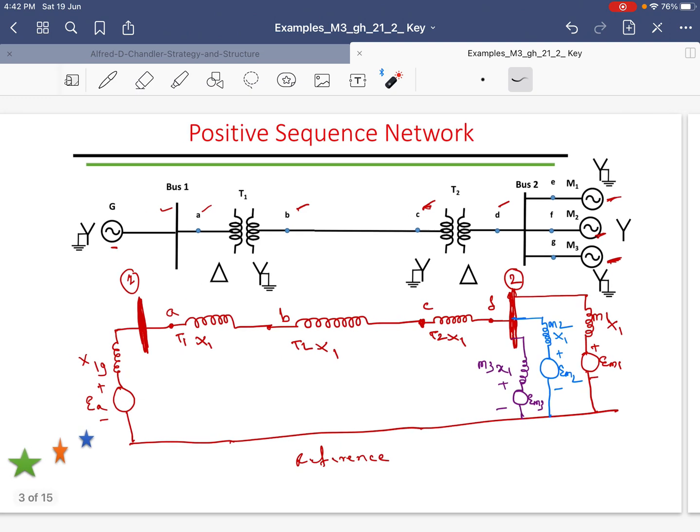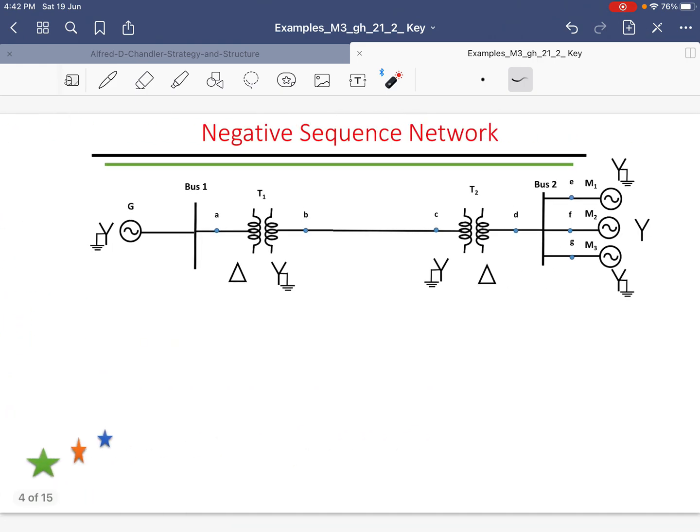Then we'll move on to the negative sequence diagram. Now, in the negative sequence diagram, neither the generator nor the transformer or transmission line has a source of voltage. In the negative sequence diagram, all the components are represented by their corresponding value of negative sequence reactance. Therefore, first you have to draw the reference line.